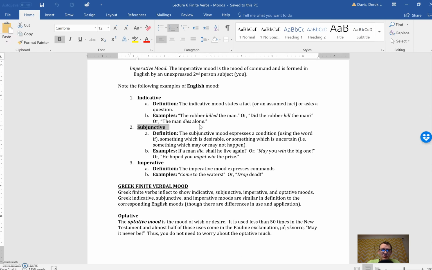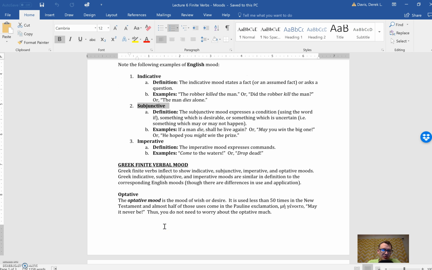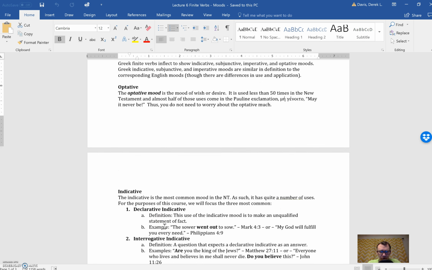There's the optative mood, and I've given you a brief little excursus about it here as I jump into Greek verbal moods. Just suffice it to say, this doesn't occur very often, so we're not going to talk much about it, and it's so similar to the subjunctive that it really doesn't matter much content-wise. But the places in Romans where Paul says, should I do X, Y, and Z? May it never be so. That's in the optative mood. There you go. So we're going to skip over that one.